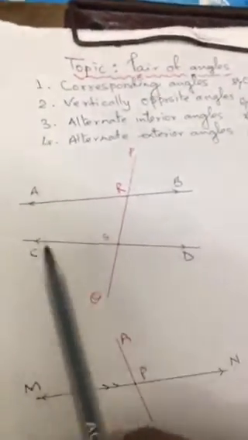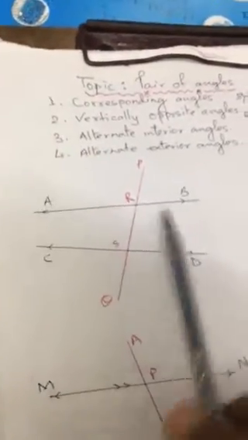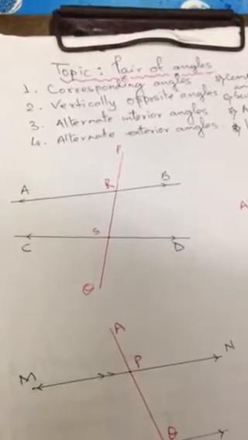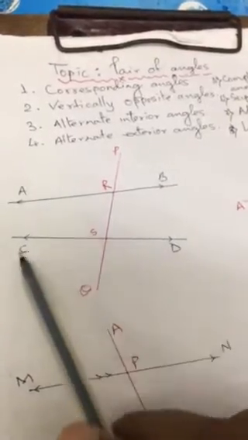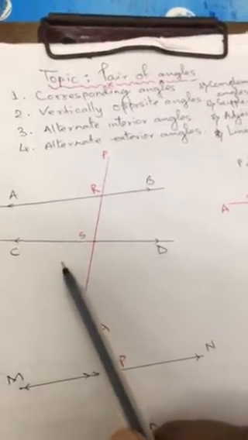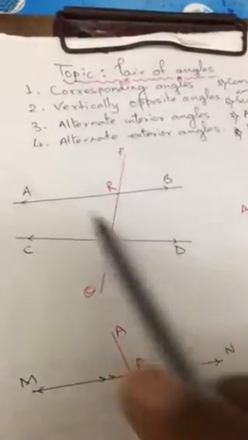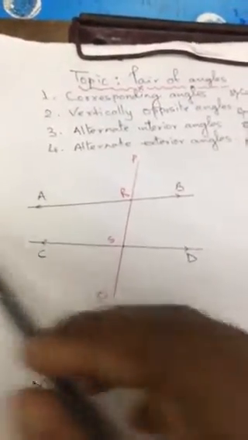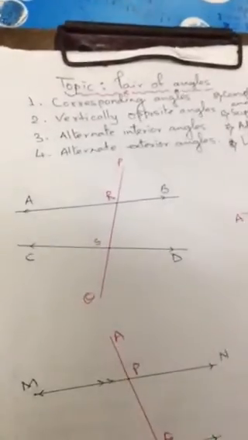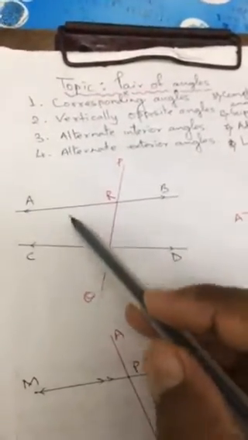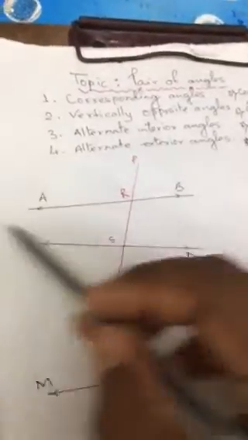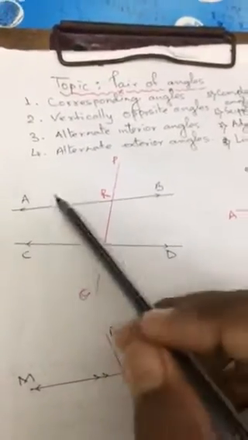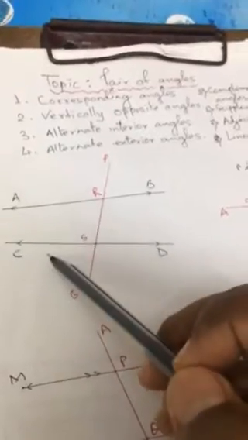Here I have drawn a figure, line AB and line CD. With our naked eyes, if we see this figure, we can understand that AB and CD are non-parallel lines. Remember this: if you extend these two lines in this direction, definitely after some time they will meet each other. Parallel lines should not meet each other. So these two lines are not parallel, they are non-parallel lines.